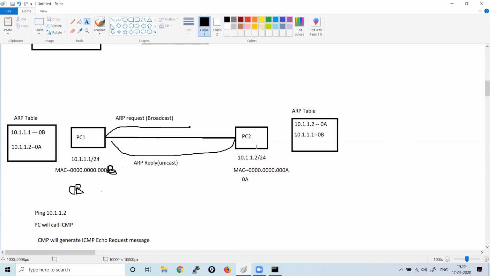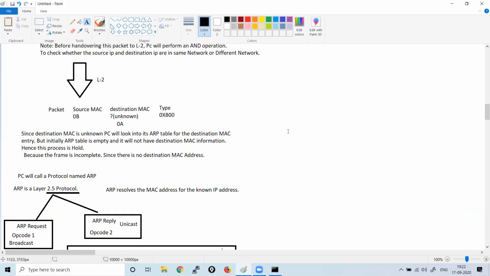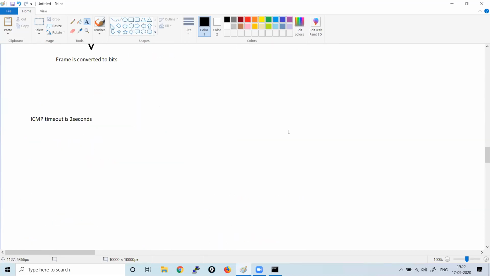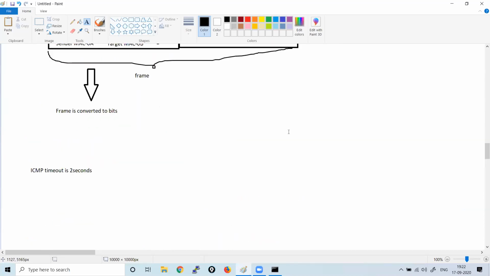Now after sending, what will PC2 do? A decapsulation process. Don't say reply directly. First it will decapsulate.